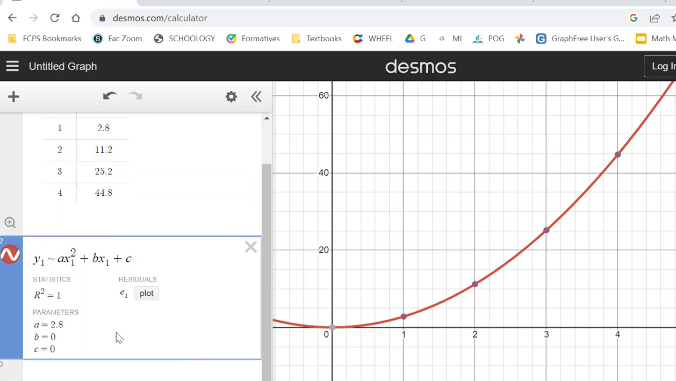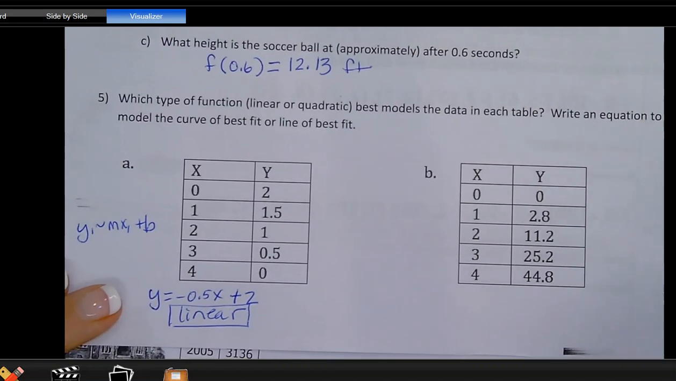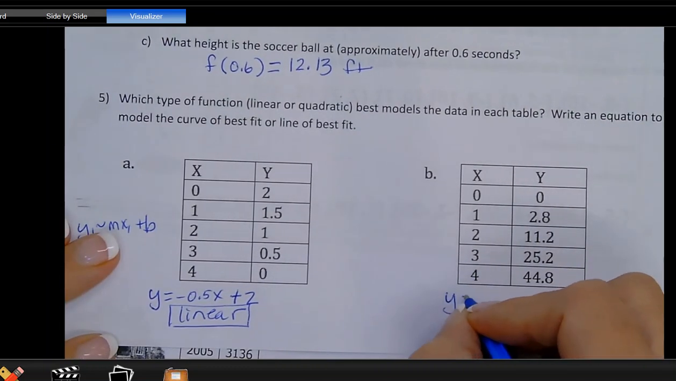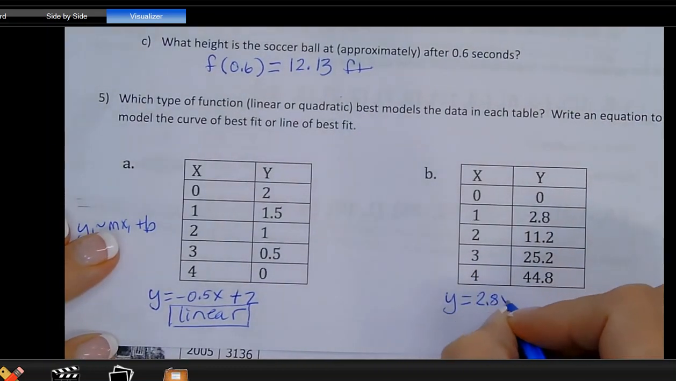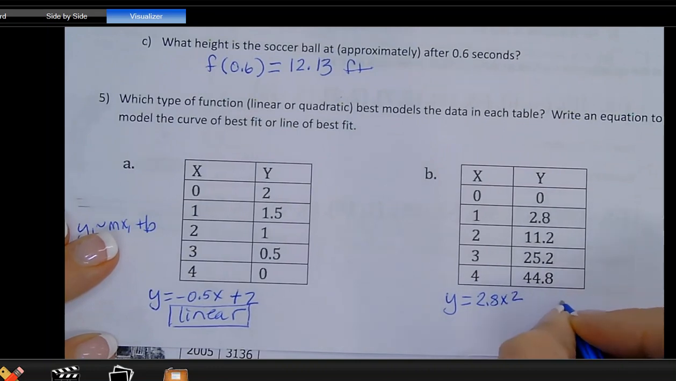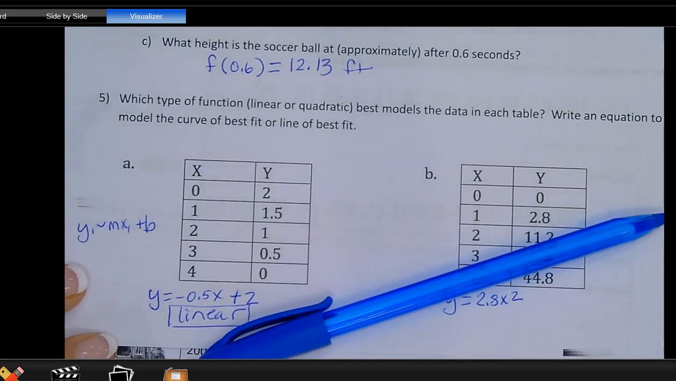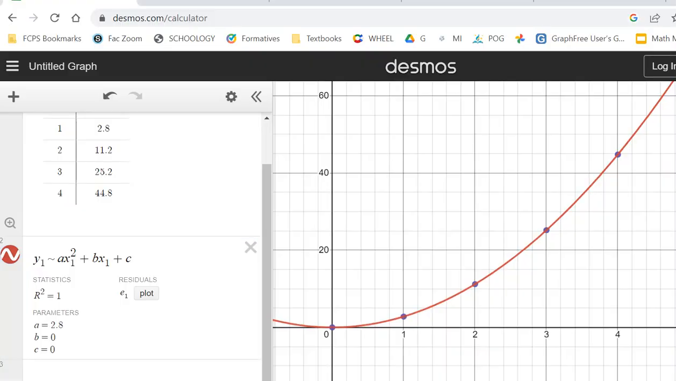So I have an A and a B and a C right here that I have gotten from Desmos, and I'm going to record that. A is 2.8, so let's go back to our notes. And that was definitely quadratic. We know y equals 2.8x squared. And then B and C were 0. Did you see that? So B and C were 0.